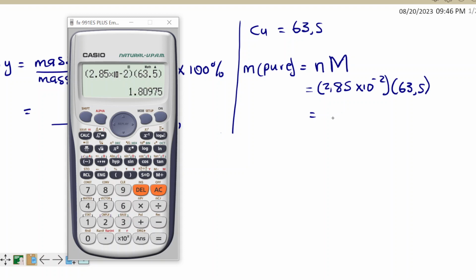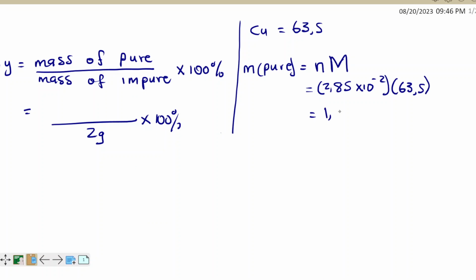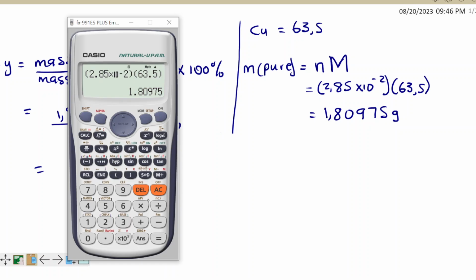So we get the mass of 1,80975 grams. I'm going to substitute that value here, 1,80975 grams. Then I'm going to divide it by 2. Then I'm going to multiply it by 100. So I get 90,49.